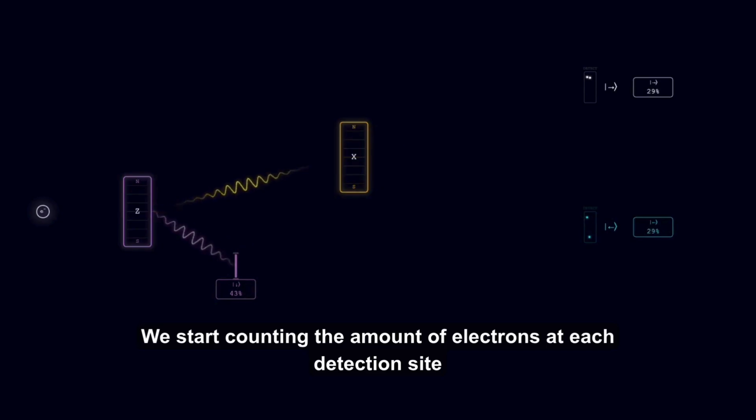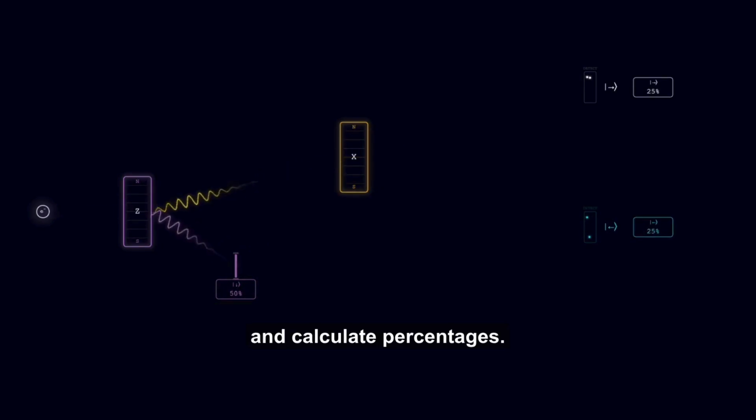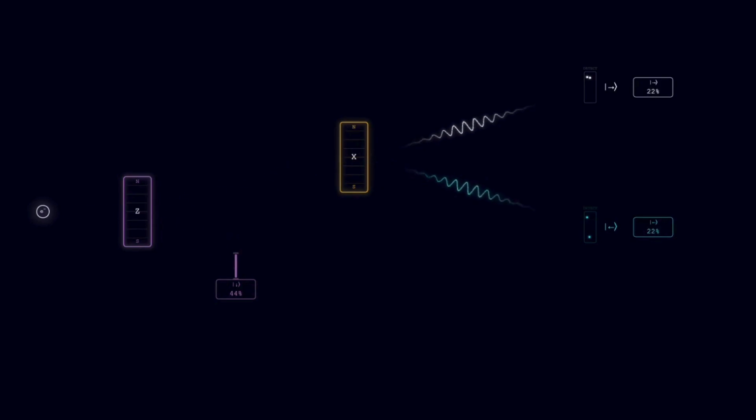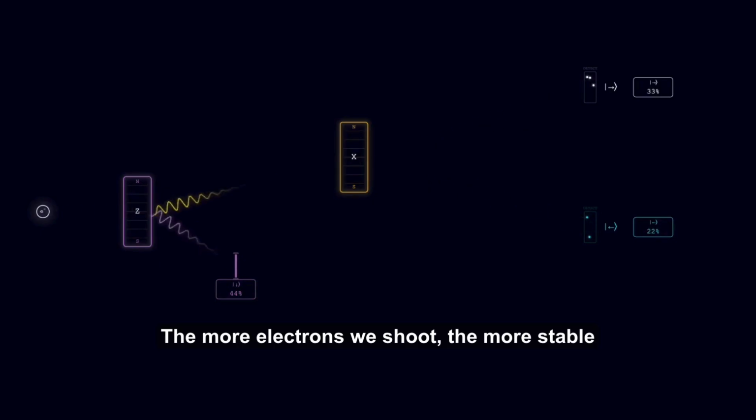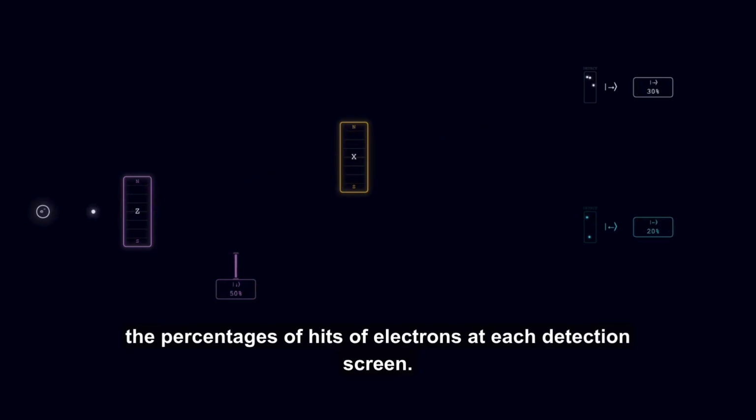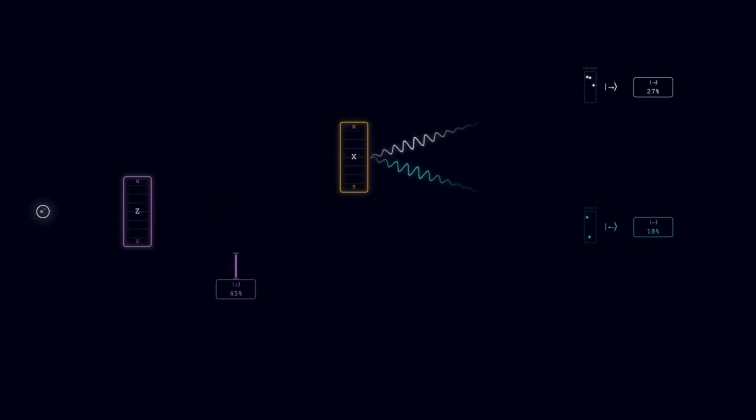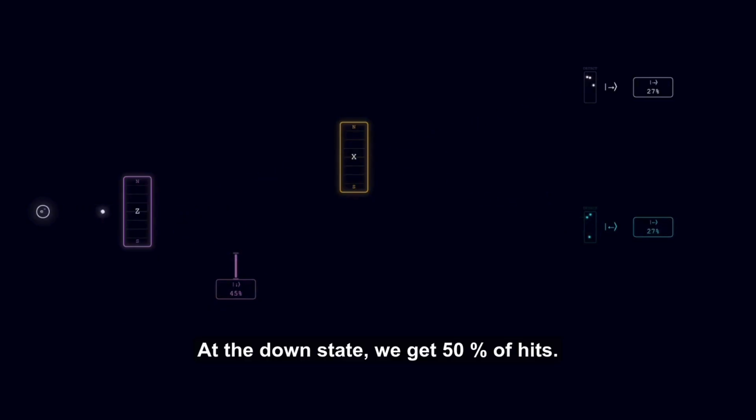We start counting the amount of electrons at each detection site and calculate percentages. The more electrons we shoot, the more stable the percentages of hits of electrons at each detection screen. At the down state, we get 50% of hits. At the right state, we get 25%. And at the left state, we also get 25%.